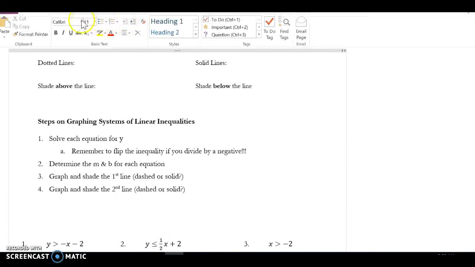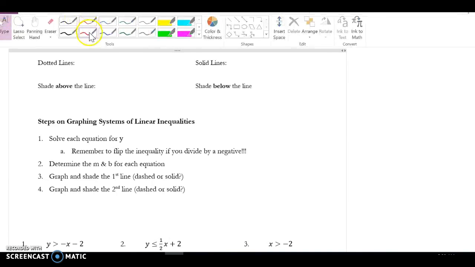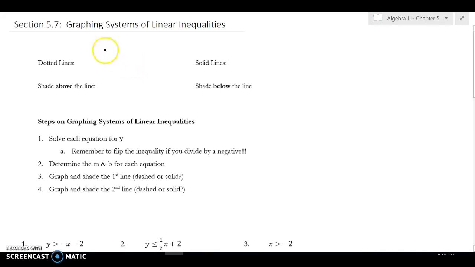All right, what we're working on today is graphing systems of inequalities. So let's remember, first of all, what happens with a dotted line. If I have a y is greater than or a y is less than, I'm going to have a dotted line. A solid line is when they're greater than or equal to or less than or equal to.